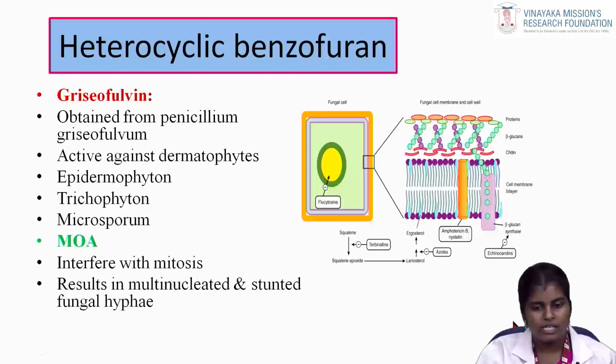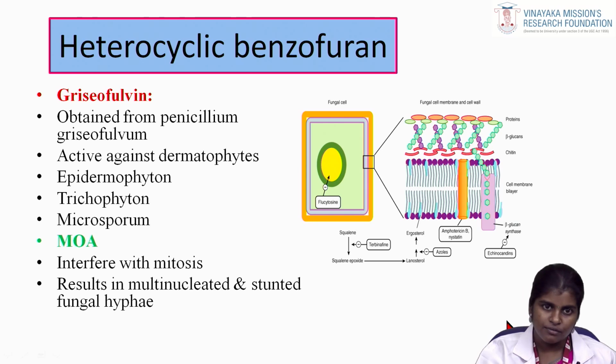Coming to heterocyclic benzofuran, the drug in this group is griseofulvin. Griseofulvin is obtained from Penicillium griseofulvum. It is again fungistatic, so its use is limited to a certain group of fungi. It is active against dermatophytes: Trichophyton, Microsporum and Epidermophyton.